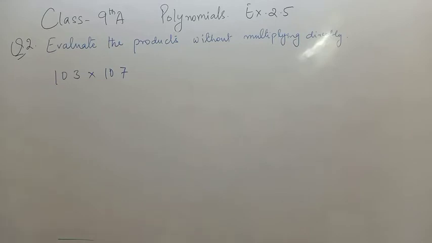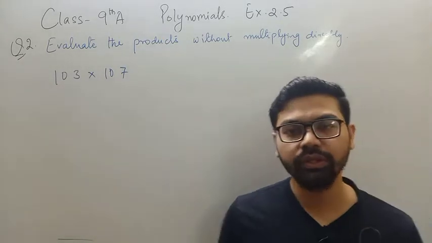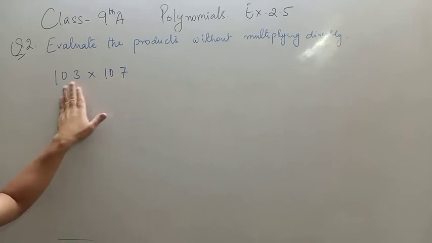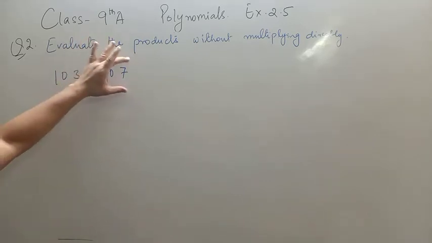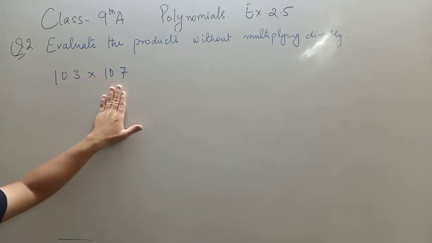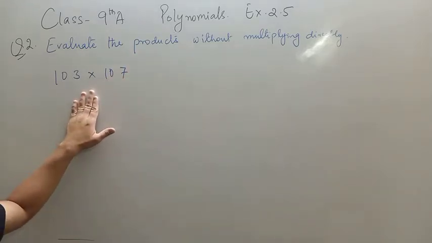Now students, see the next question. Question number 2: evaluate the products without multiplying directly. What this question means is that you need to apply an identity while solving these two terms. There is one direct method, you can directly multiply 107 with 103, but without multiplying directly, you need to apply an identity here.